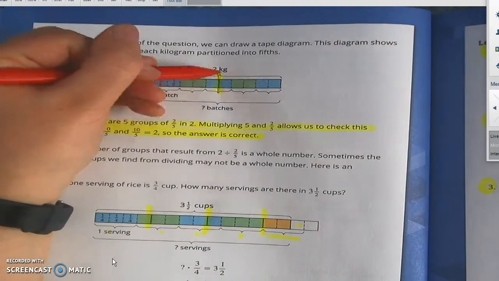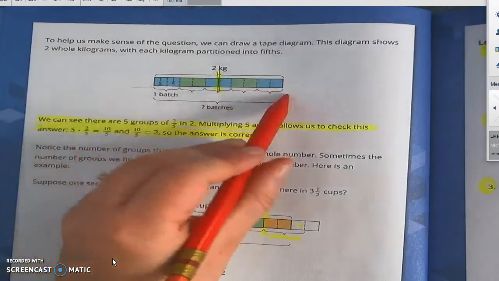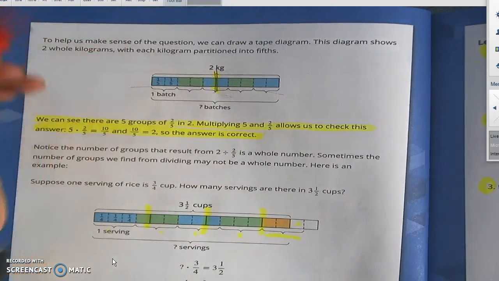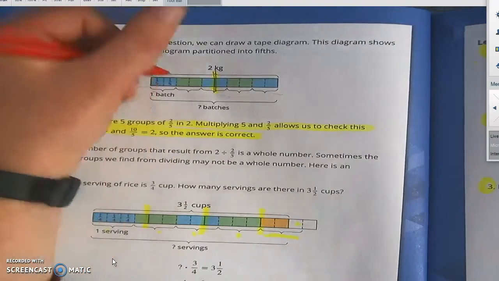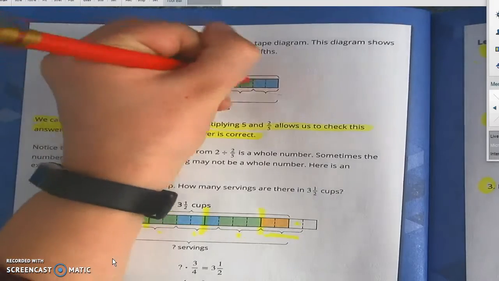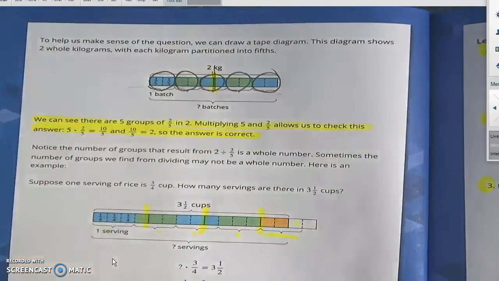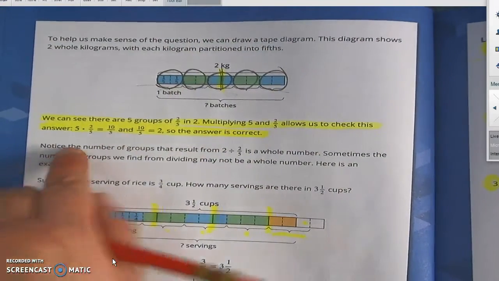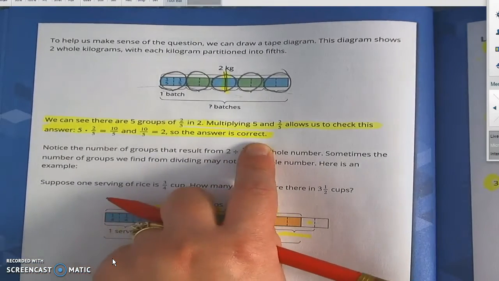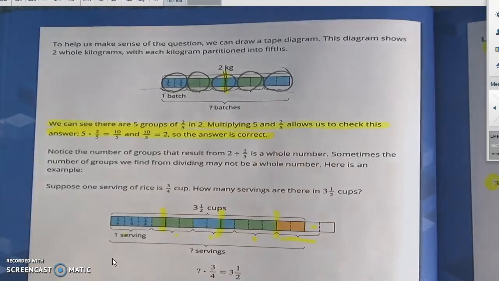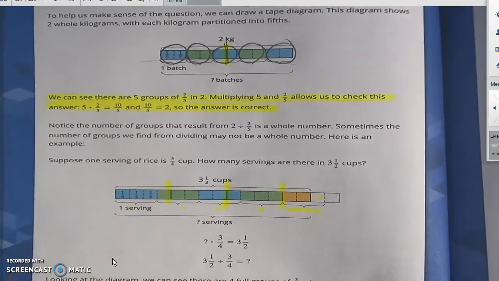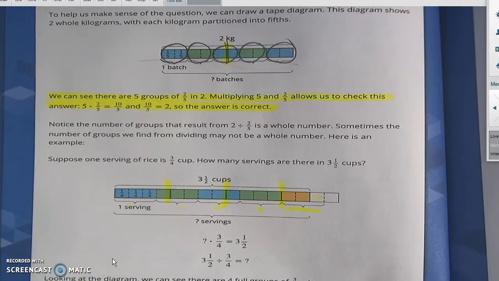This diagram shows 2 whole kilograms with each kilogram partitioned into fifths. So this was the dividing line. That's 1 kilogram, 2 kilograms, and they split it into fifths, and then they split it into groups of 2/5. So we have 1 group, 2 groups, 3 groups, 4 groups, 5 groups. We can see there are 5 groups of 2/5 in 2. And then if we were to multiply that, that's how we can check our answer. This gave us a whole number, but sometimes the number of groups may not be a whole number.